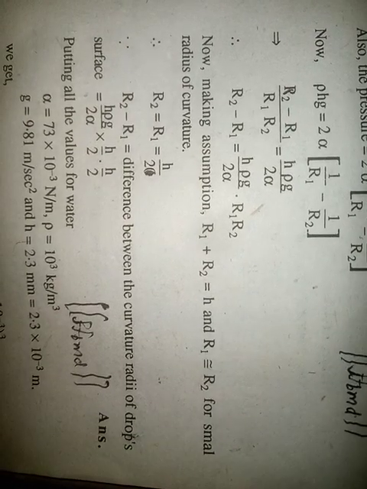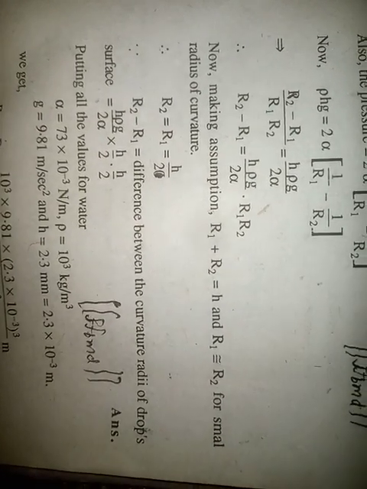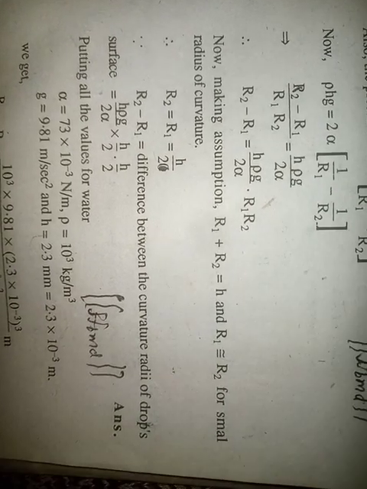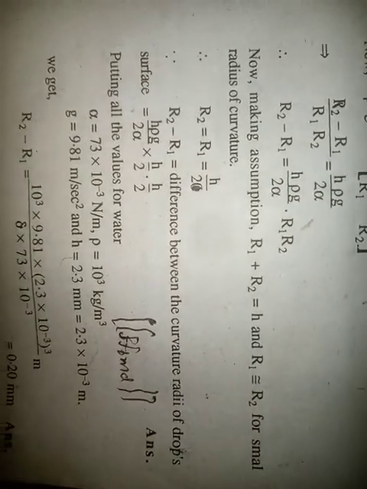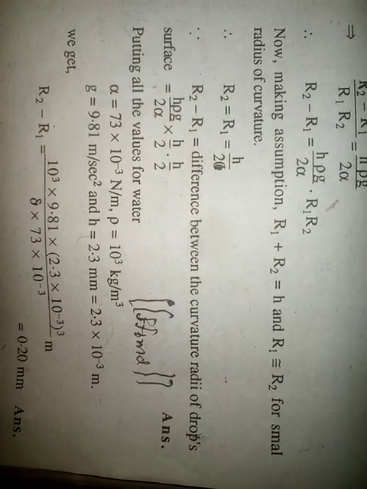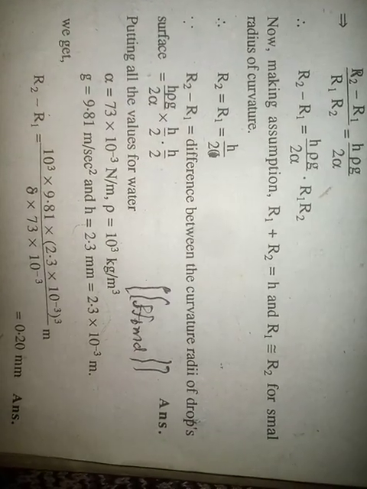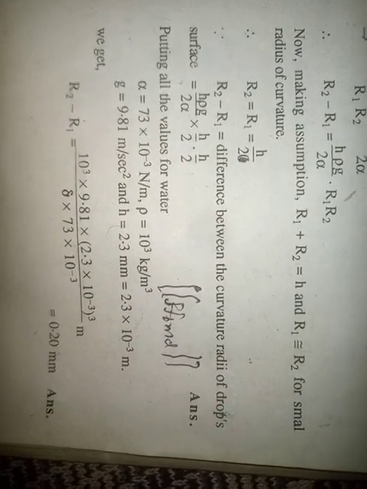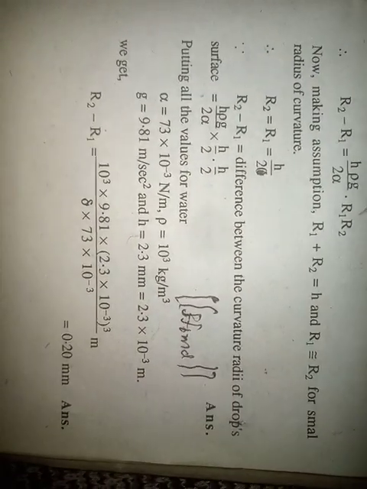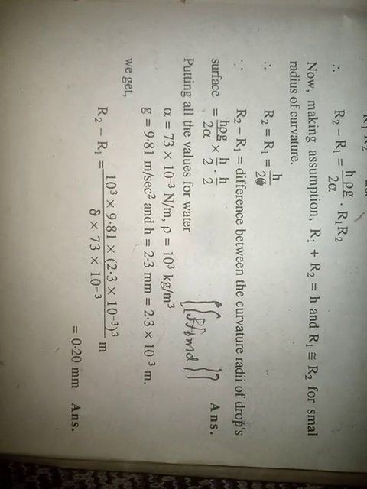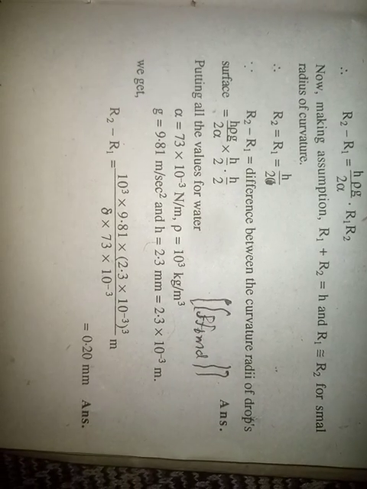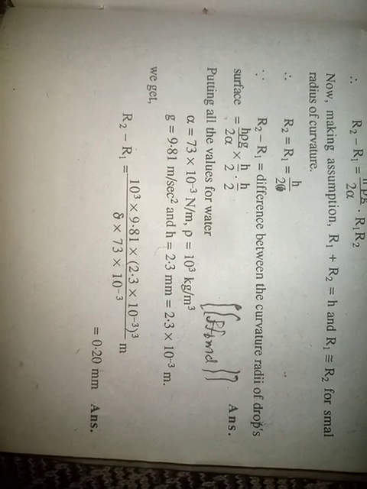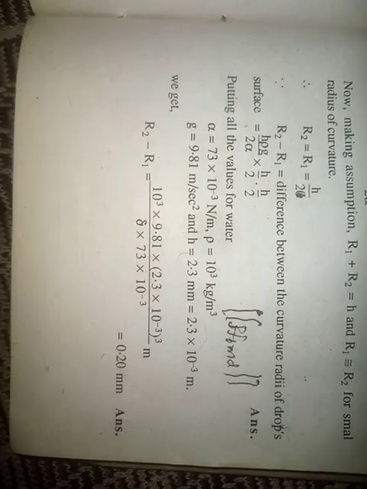This implies (R2 minus R1) by R1 R2 equals H rho g by 2 alpha. Hence R2 minus R1 equals H rho g by 2 alpha into R1 R2. Now making assumptions, R1 plus R2 equals H and R1 is approximately equal to R2 for a small radius of curvature. We have R2 equals R1 equals H by 2.